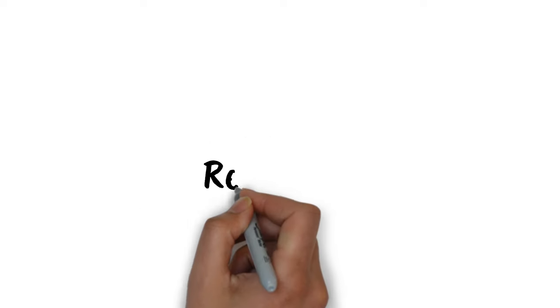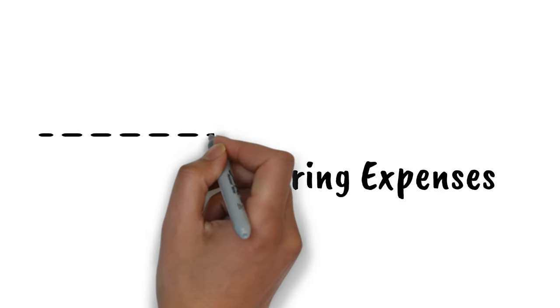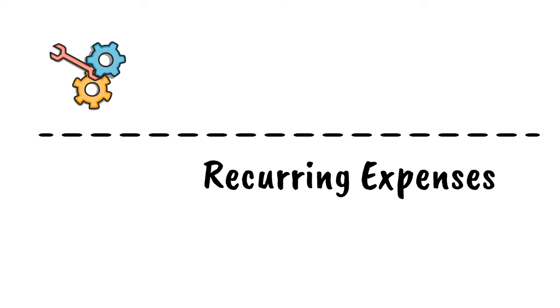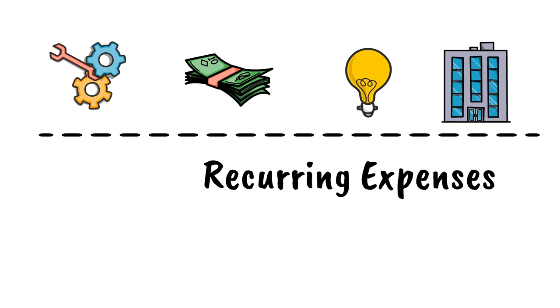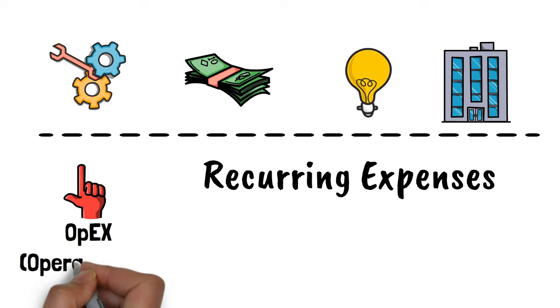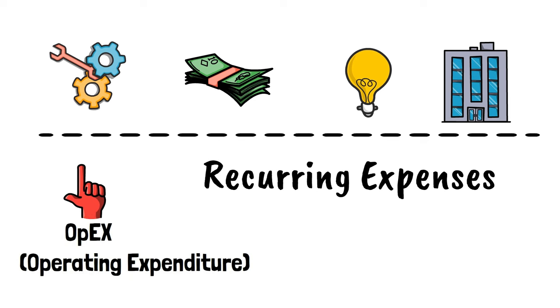Then you would also have some recurring expenses such as cost of regular hardware maintenance, salaries to employees, electricity bills of the office, monthly building rentals, and so on. These recurring operating expenses are called OPEX or operational expenses.